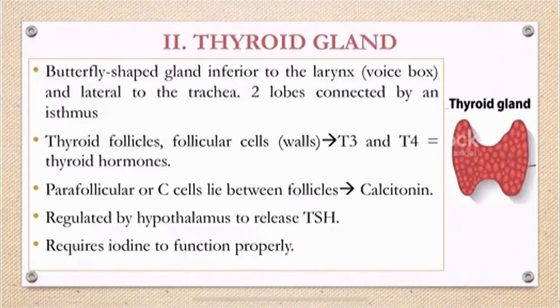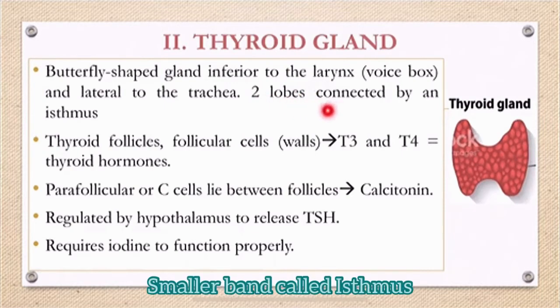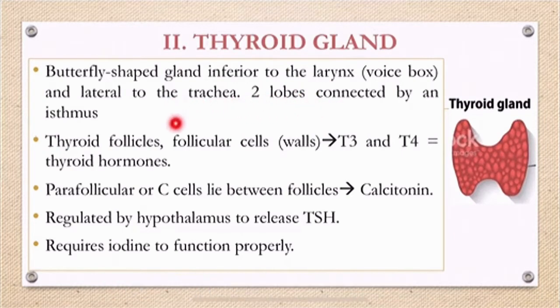Next, after your pituitary gland, let's move on to your thyroid gland. It is a butterfly-shaped gland below your larynx and situated on the right and left sides of the trachea. The two lobes are connected by a smaller band called your isthmus. Your thyroid gland is made up of spheres of cells called your follicles, or the thyroid follicles, or follicular cells, in which they produce and secrete the thyroid hormones, your T3 and T4.